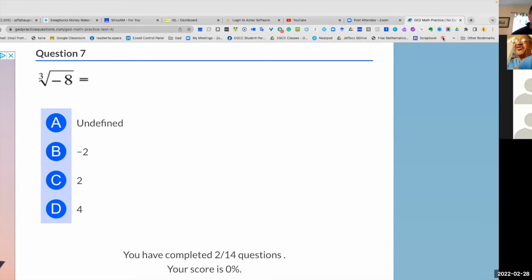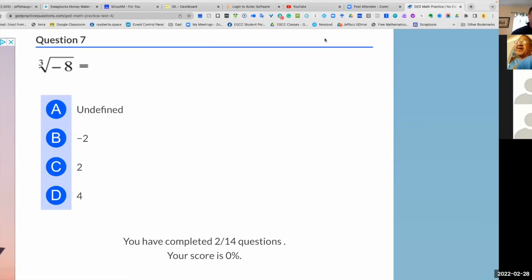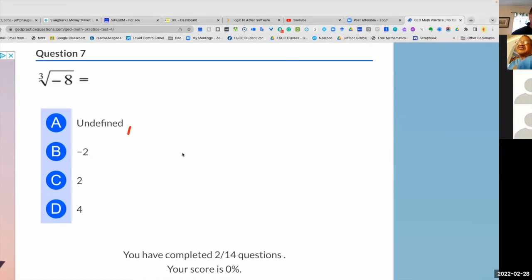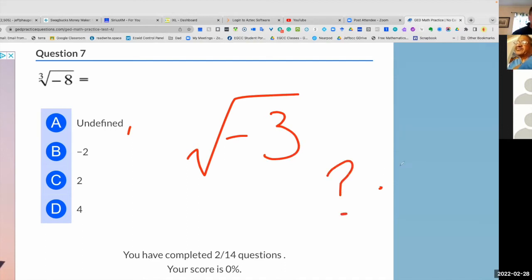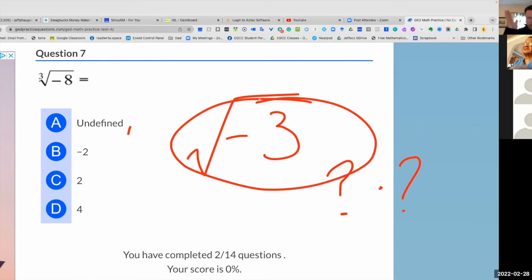So if you see a negative in there like that, that means the answer is going to be negative, right? If it's a 3, yeah. Like we said, the reason this is undefined is that it's the square root, which means there's an invisible 2 here. There's a ghost 2, and that's it. No number times itself can end up with a negative number, not in the real world. In imaginary numbers it can, but we're not dealing with that.